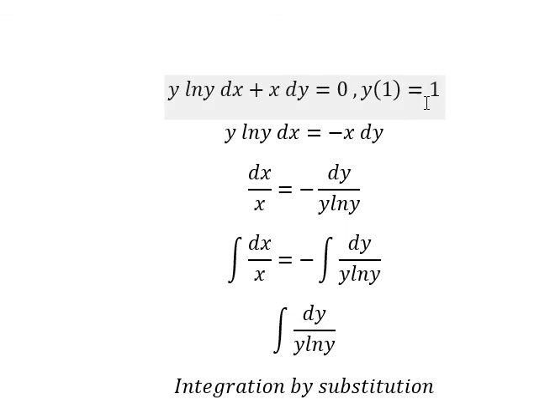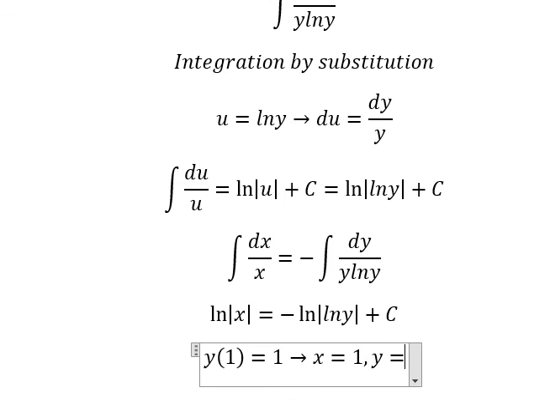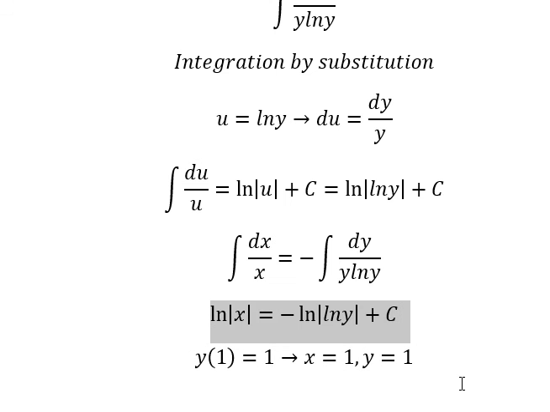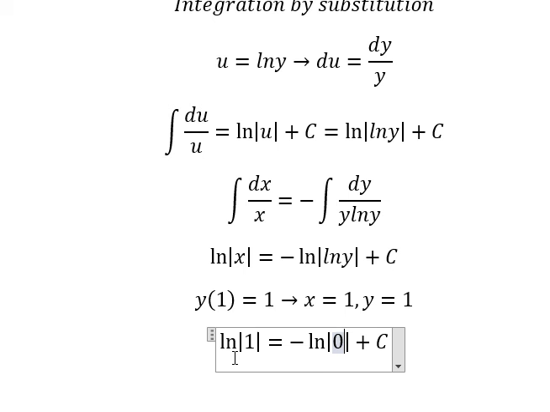Now we have the conditions. That means when s equals 1, y equals 1. So I will put 1 here and 1 here, and we see that ln 1 is 0. This one we know that this should be 0.